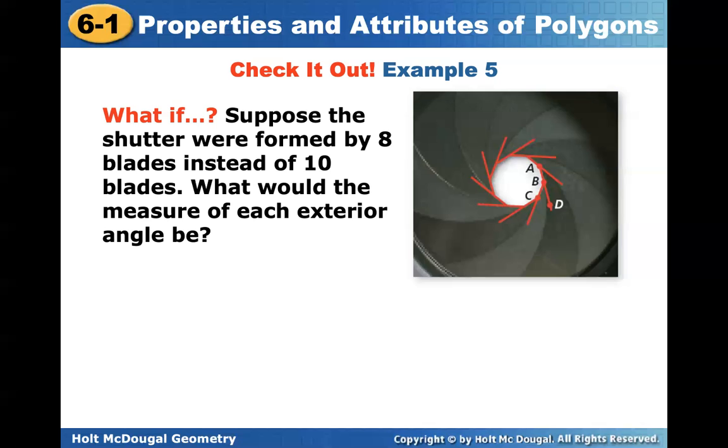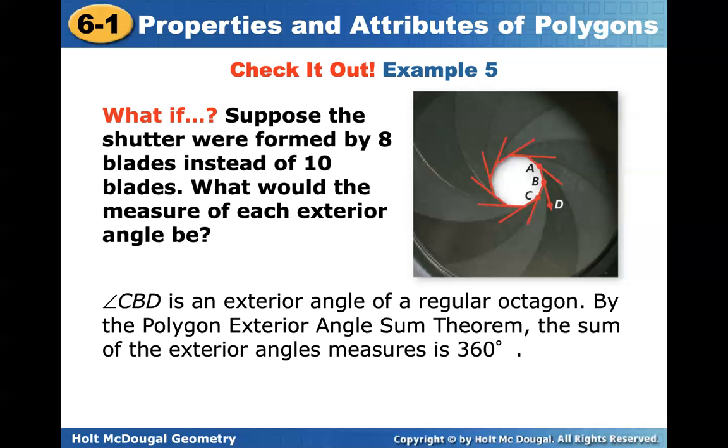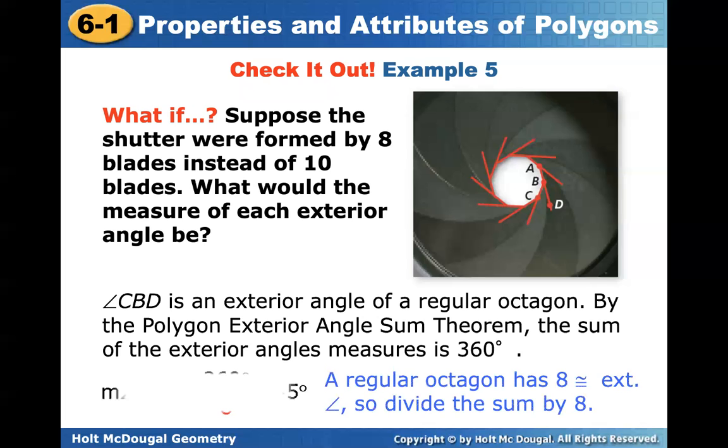Example 5 showed us that they took 360 divided by 10 and got 36 degrees. That means all the exterior angles should be 36 degrees. However, if it had 8, we would have to take 360 divided by 8, which gives us 45 degrees for each exterior angle in those blades. Questions on that one?